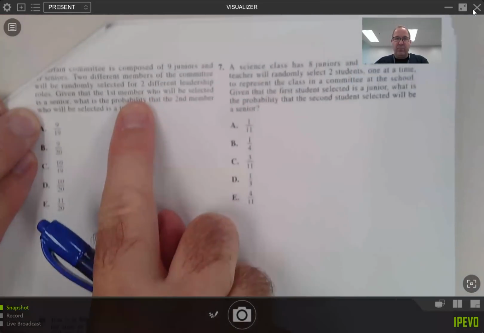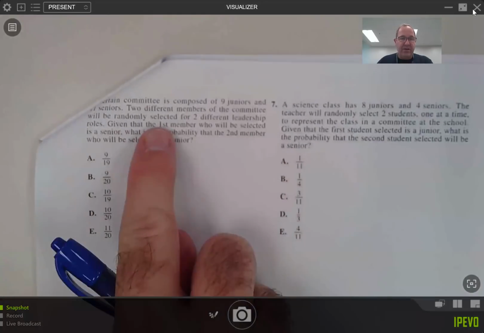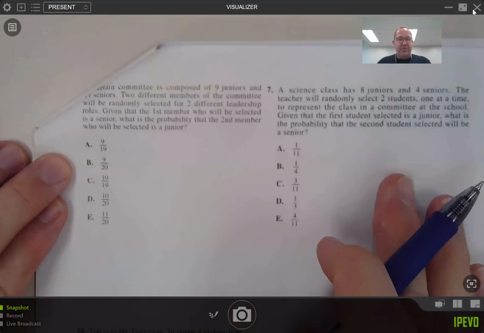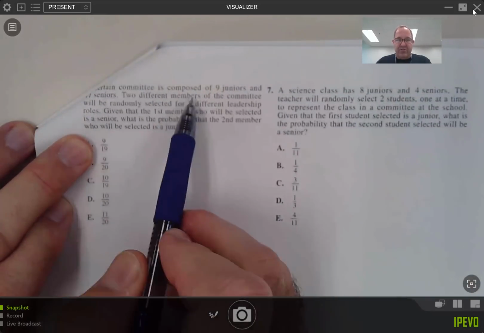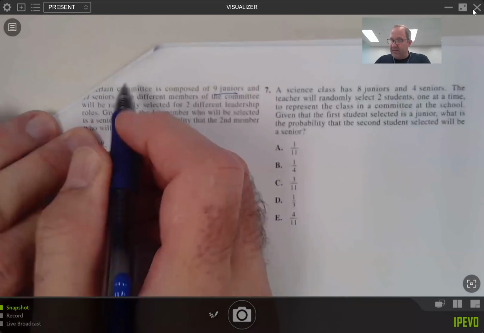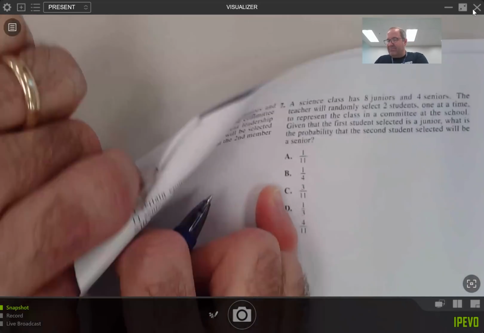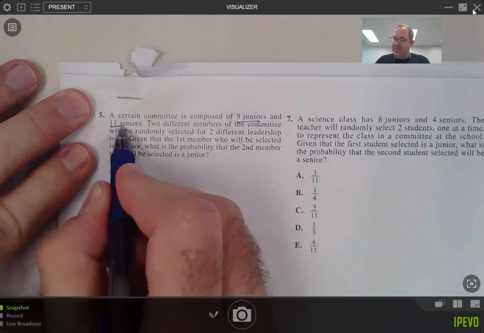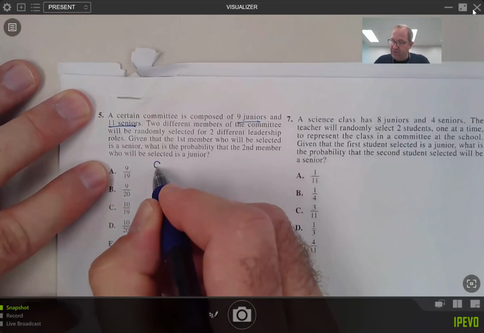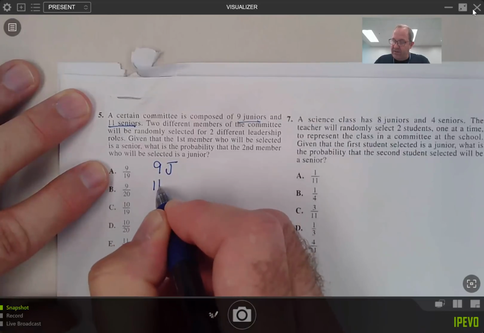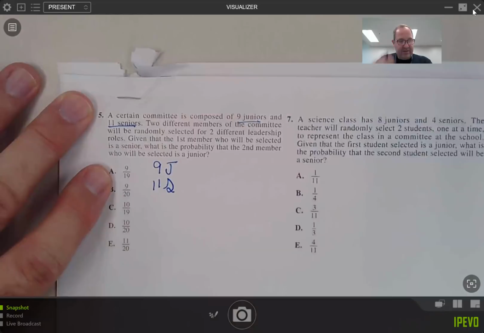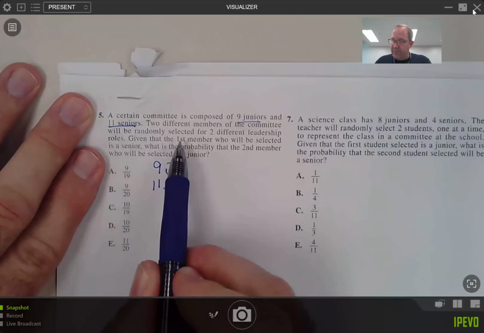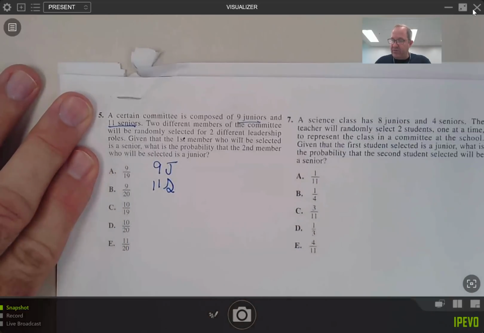Question number 5 from one test and question 7 from another. Very similar. Now, we're going to do this one together, and then I'm going to have you do this one. A certain committee is composed of 9 juniors and 11 seniors. Now, 2 different members of the committee will be chosen at random for 2 different leadership positions.